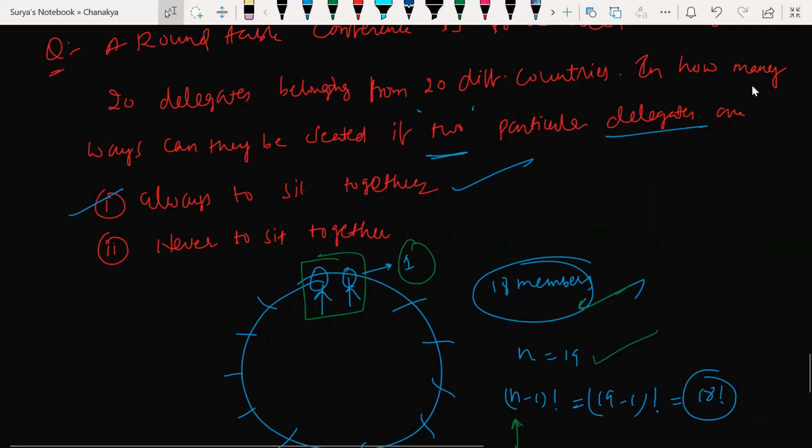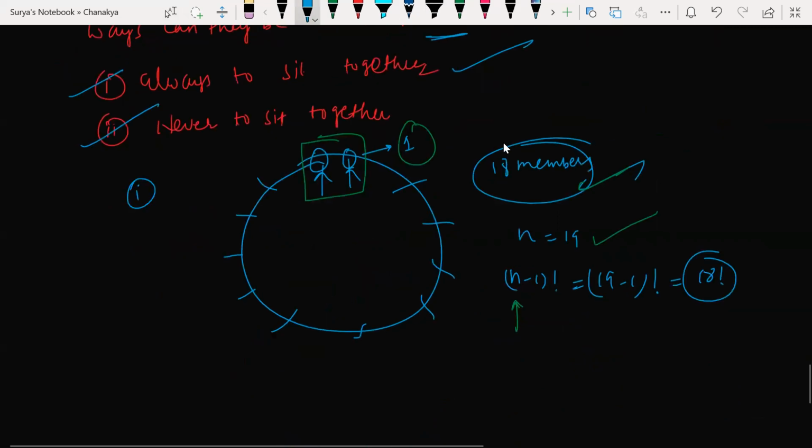Next, never sit together. What is never sit together? Guys, just know, common sense. Just now we solved this type of sums. Never sit together answer is what? How can this be the first answer? What is the second answer? Never sit together is total minus sitting together. Total minus sitting together. Total how much?